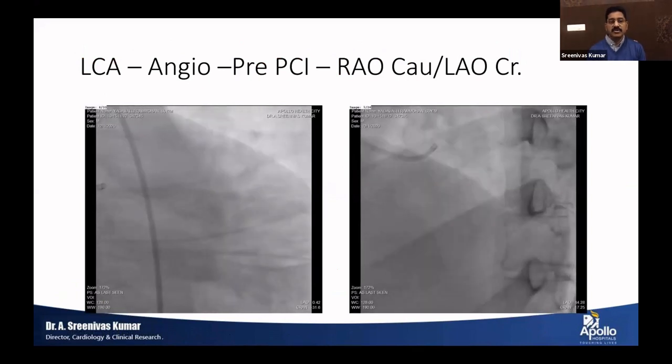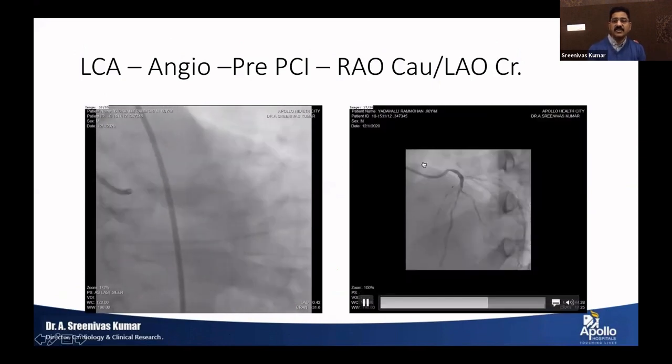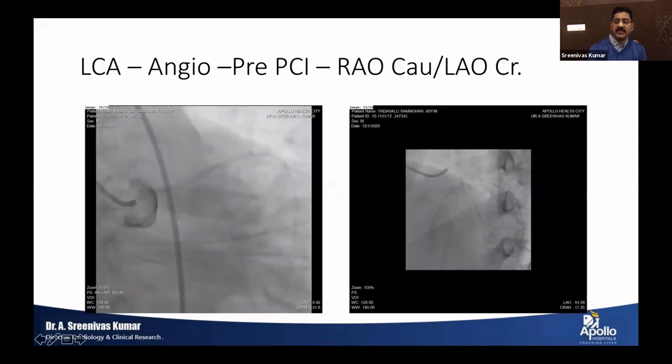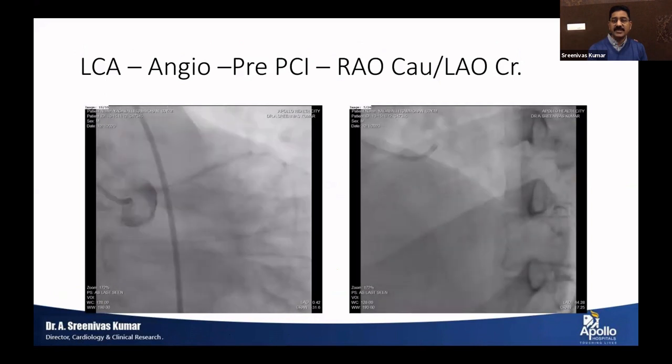To precisely mention one or two case examples, if you see, this is, I think, a tight ostial left main disease, which is best profiled in low cranial view. I did show this before. And in such things where precise placement is required.